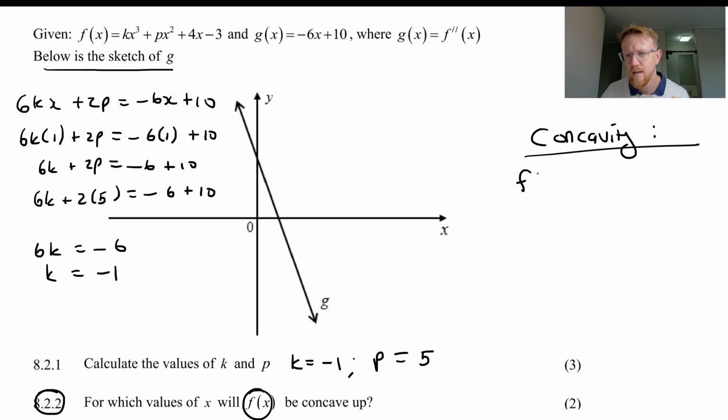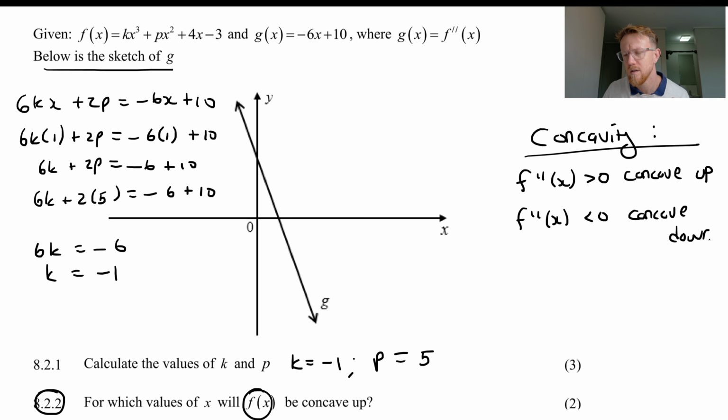We know that if your second derivative is positive, then we call this concave up. And if your second derivative is negative, we call this concave down. Now they've given us the graph of g, but g is the second derivative. So they are the same thing. Literally you can take this away and just make this that. Now we want to know for concave up, it's where this is positive.